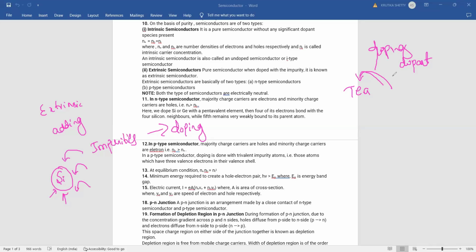So by this doping and dopant, the semiconductors you are getting are called as what? Extrinsic semiconductors. Is it clear, students? What is intrinsic semiconductors? What is extrinsic semiconductors? Intrinsic semiconductors are nothing but the pure semiconductors, naturally existing. Only two examples we have, germanium and silicon. In case of the extrinsic semiconductors, if we add impurities to the intrinsic semiconductors, the semiconductors we get are called the extrinsic semiconductors.